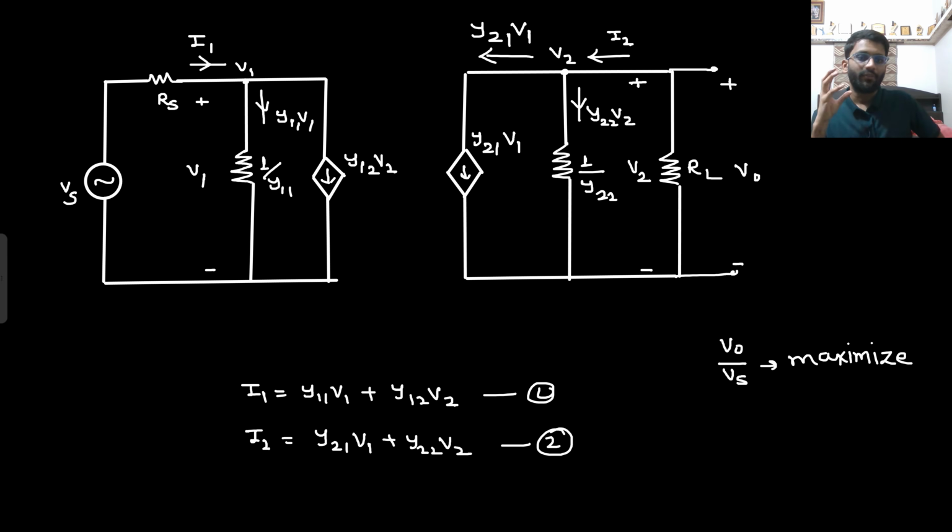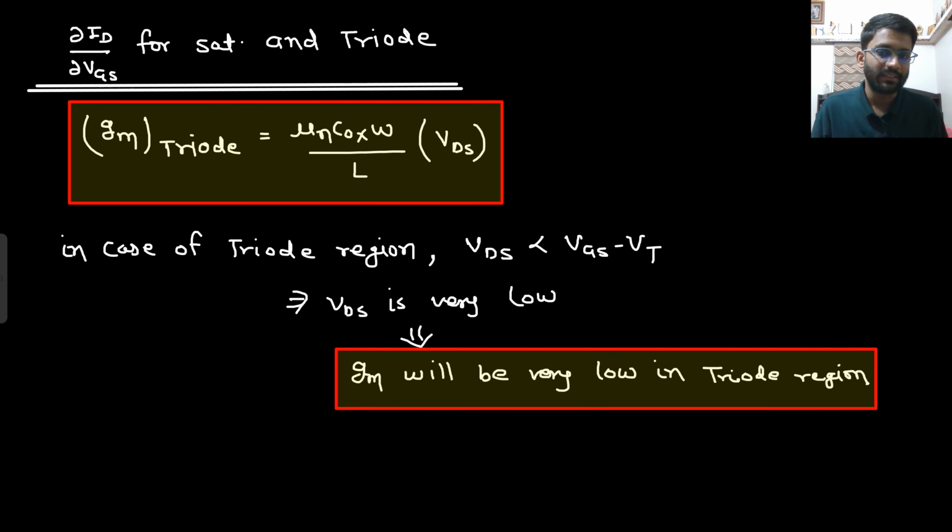That's why we conduct a MOSFET in saturation region while we are using it as an amplifier. When we use the MOSFET as an amplifier, we use it in saturation region. So this is the answer.